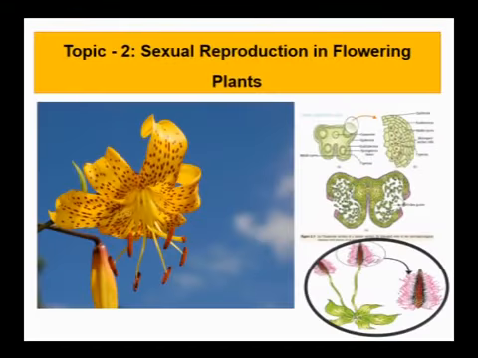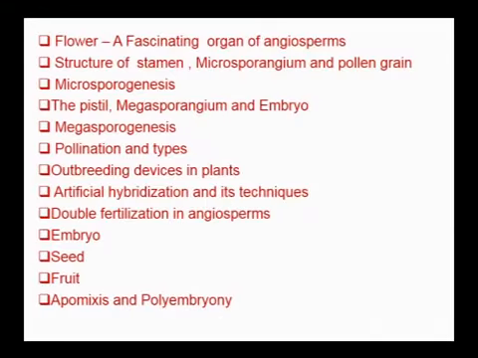Next topic is sexual reproduction in flowering plants. In this topic, we talk about the flower, a modified shoot for sexual reproduction. So, we talk about different parts of the flower, structure of stamen, that is microsporophyll, then microsporangium, that is a pollen sac, and the pollen grain, a male gametophyte.